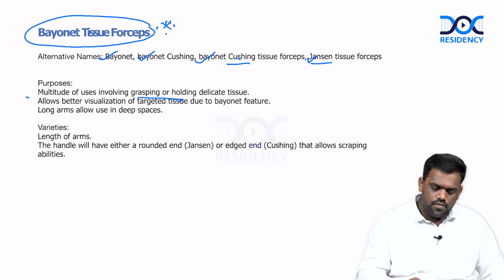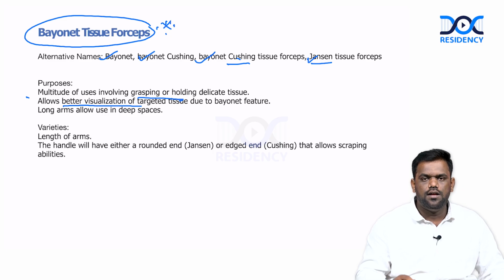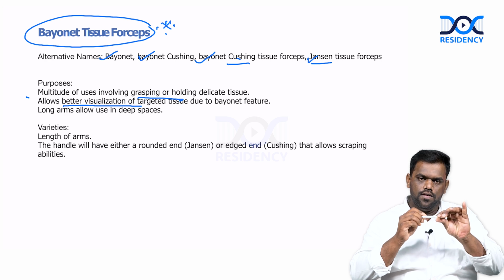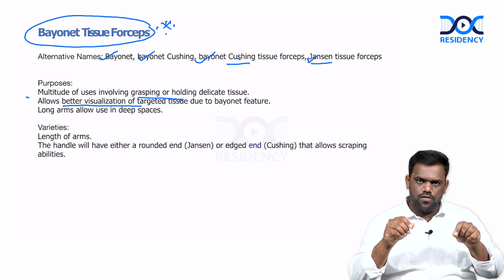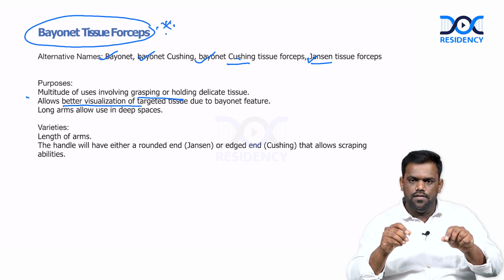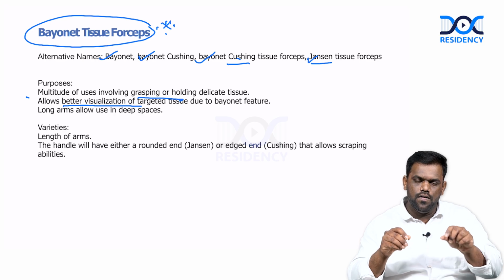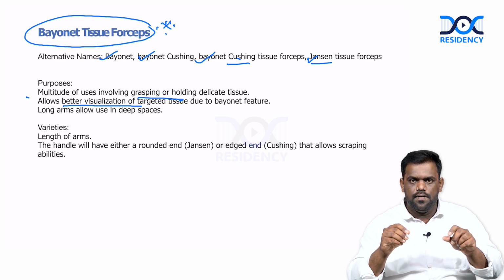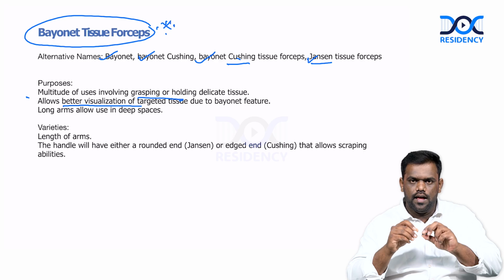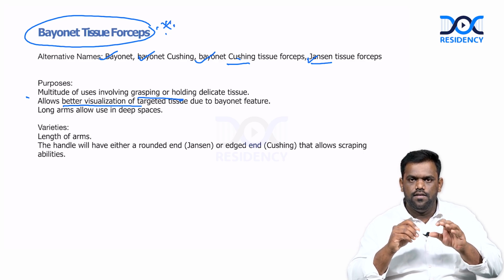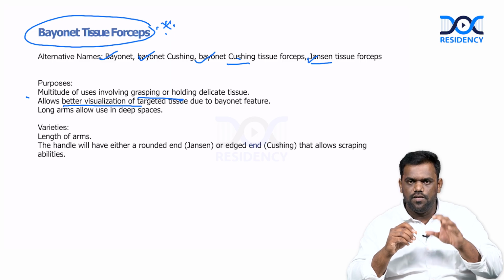It allows better visualization of the targeted tissues due to the bayonet feature. The stem has a bend. So while doing surgery with a microscope, the target tissue is not obstructed by your hand. We can easily see the targeted tissue while holding the forceps. That is the main purpose of this bayonet forceps. It has a bend-like surface in the stem, so it is especially useful when you are doing surgery with microscopes.